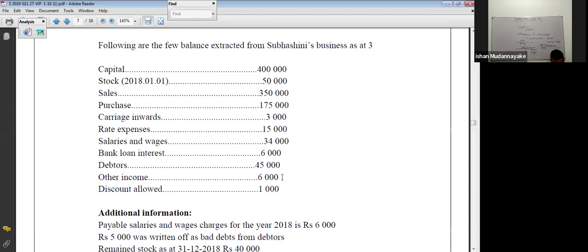Following are a few balances extracted from the Subhashini business as of 31st December 2018. Transactions are there: capital, stock, sales, purchases, carriage inwards, rent expense, rates expense, salaries and wages, bank loan, debtors, other income, discount allowed. Additional information: payable salaries and wages, and 5,000 written off as bad debts. Next, remaining stock 40,000. And then question number 36.